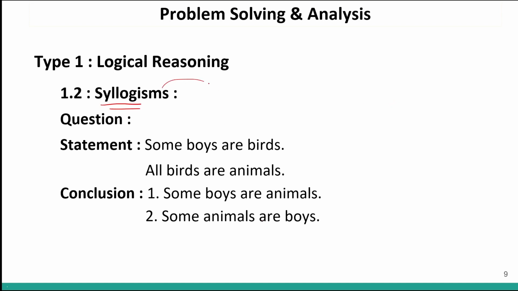So for understanding syllogisms, first we have to understand the concept of a Venn diagram. Venn diagram you basically study in school, but let us revise. What do you mean by Venn diagram? A Venn diagram is basically a figure used to represent data. Venn diagram basically means a figure that is used to represent data.